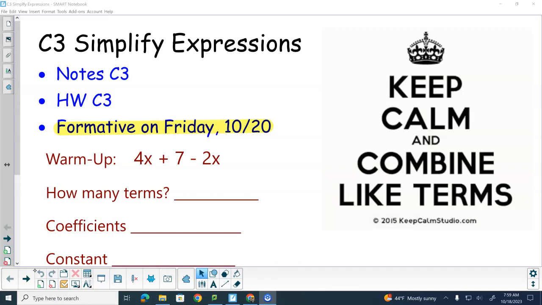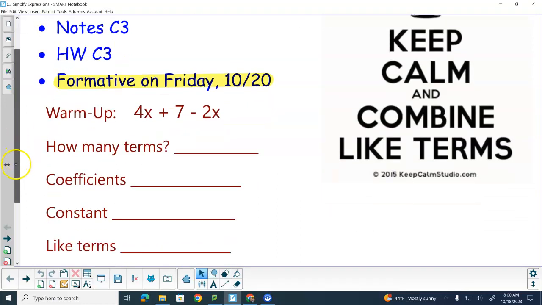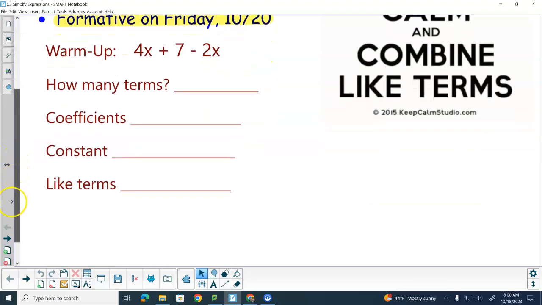Before you start the warm-up, I just want to remind you that this week, Friday, you'll have a formative. Okay? So, formative this week, Friday, in class, to go along with this week. What I would like you to do now is a refresher from yesterday.